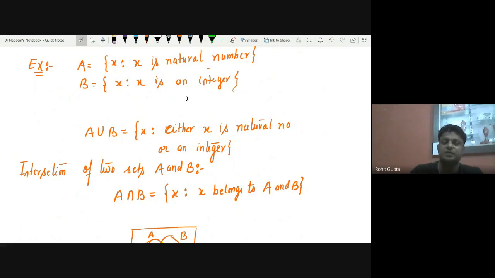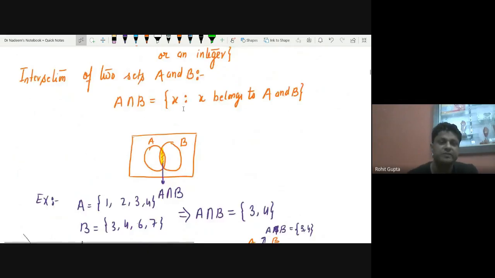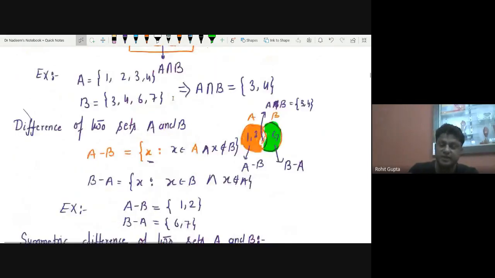Similarly, we talk about the intersection of two sets A and B. The common elements from set A and set B are part of the intersection. The intersection of two sets contains the elements of type X such that X belongs to A and B. It is the shaded part, and it is the part of A intersection B. For example, if set A contains 1, 2, 3, 4, and B contains 3, 4, 6, 7, then A intersection B will contain the elements 3, 4.